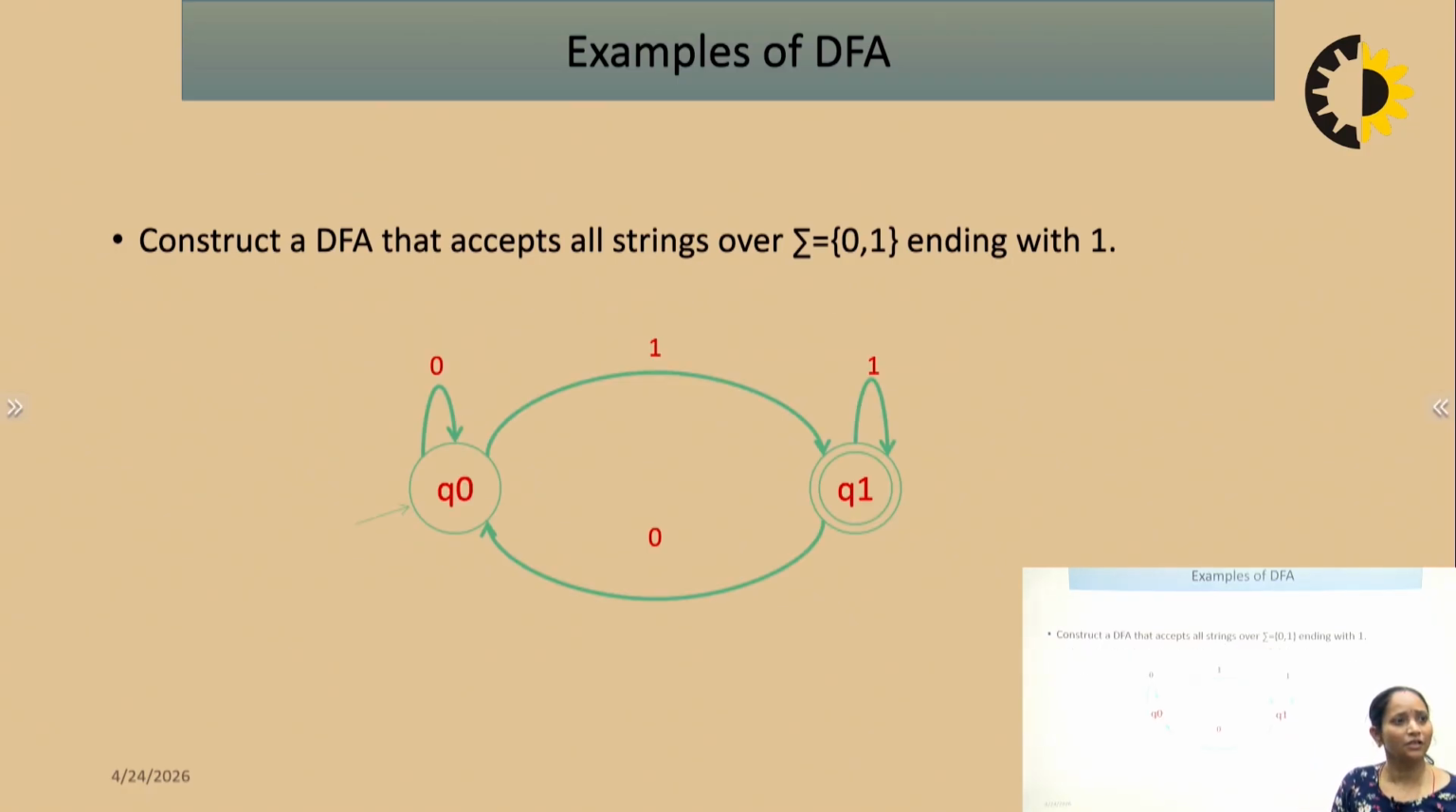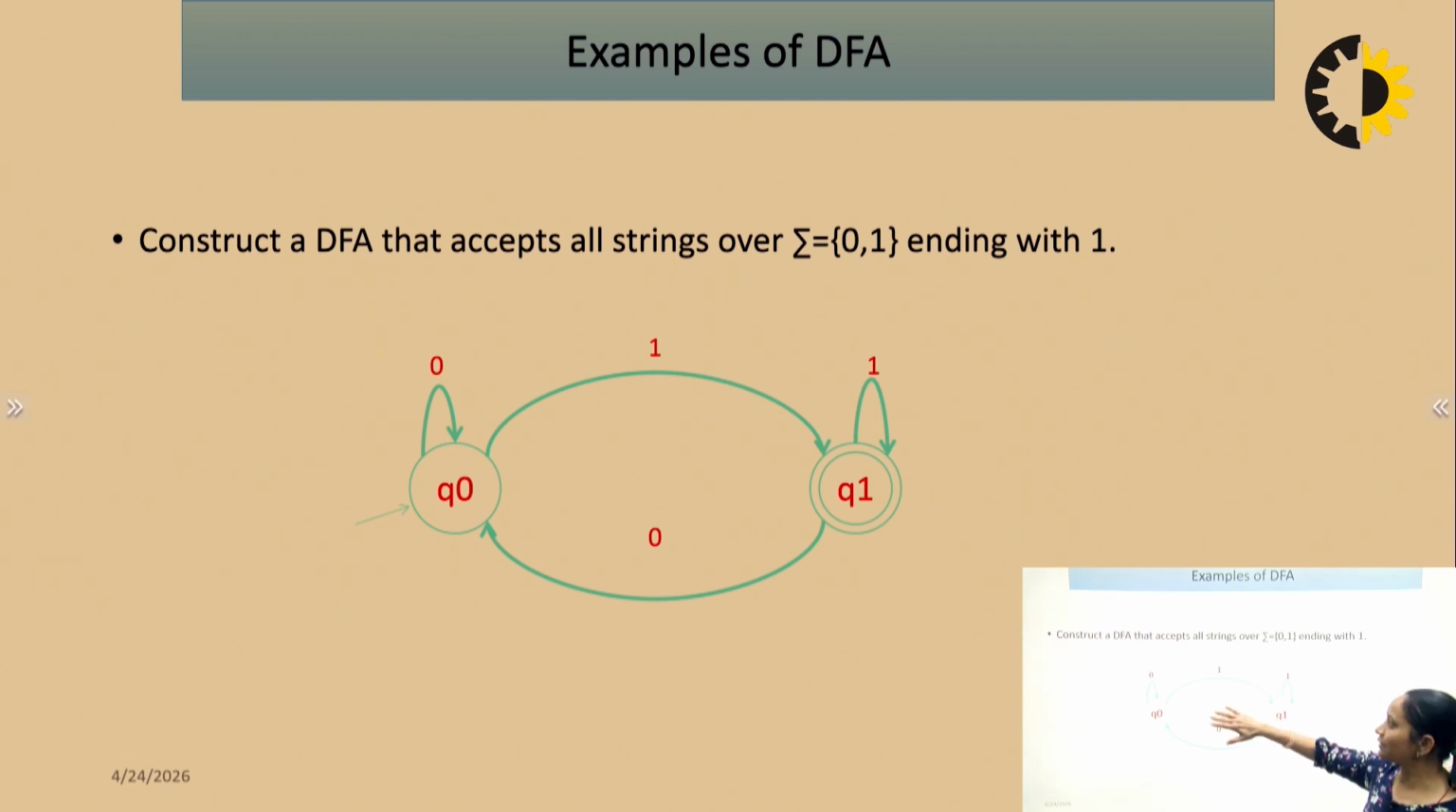So we can see the solution. The question is to construct a DFA that accepts all the strings over 0, 1 ending with 1. We start in state Q0, and the string will end with 1, so ending with 1 is the accepting state. So we make Q1 the final state.